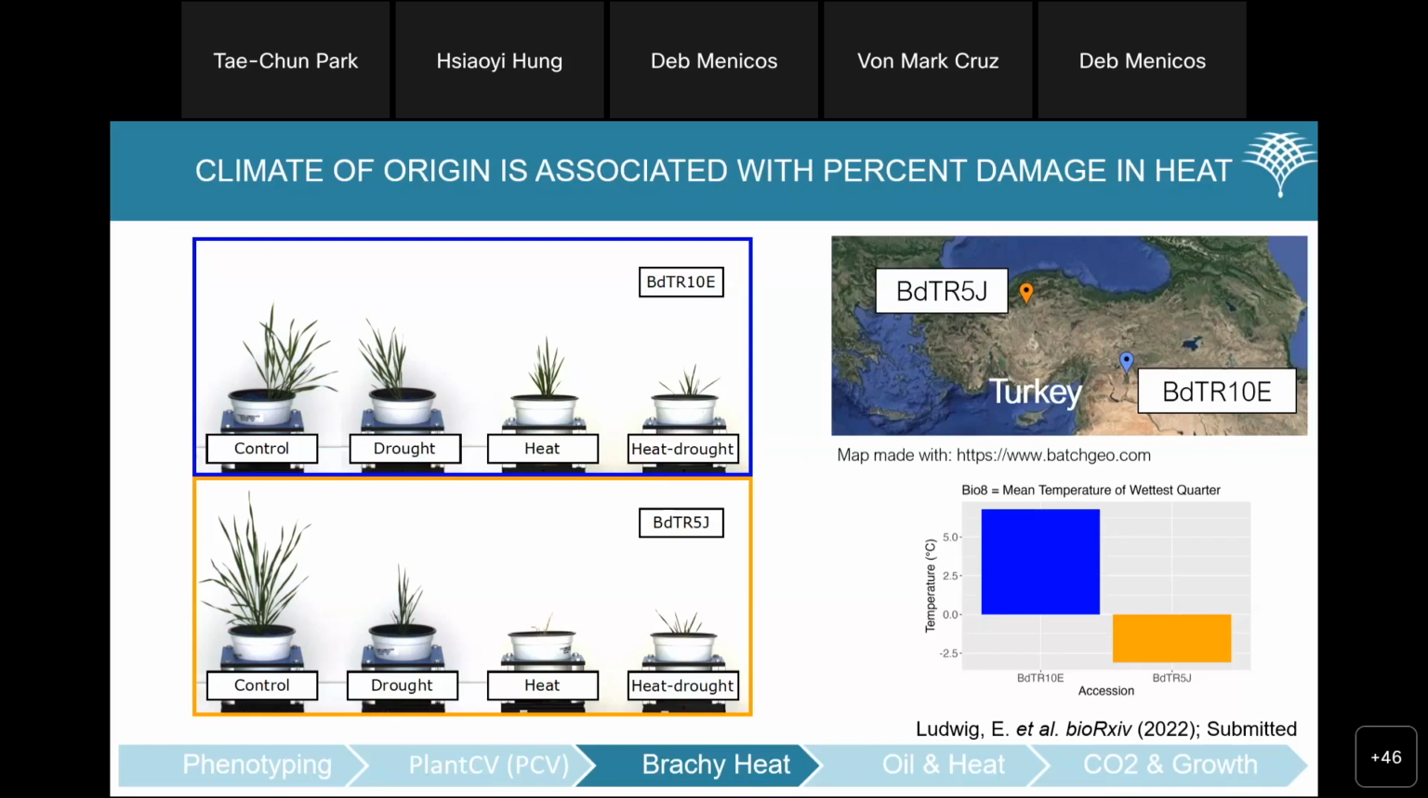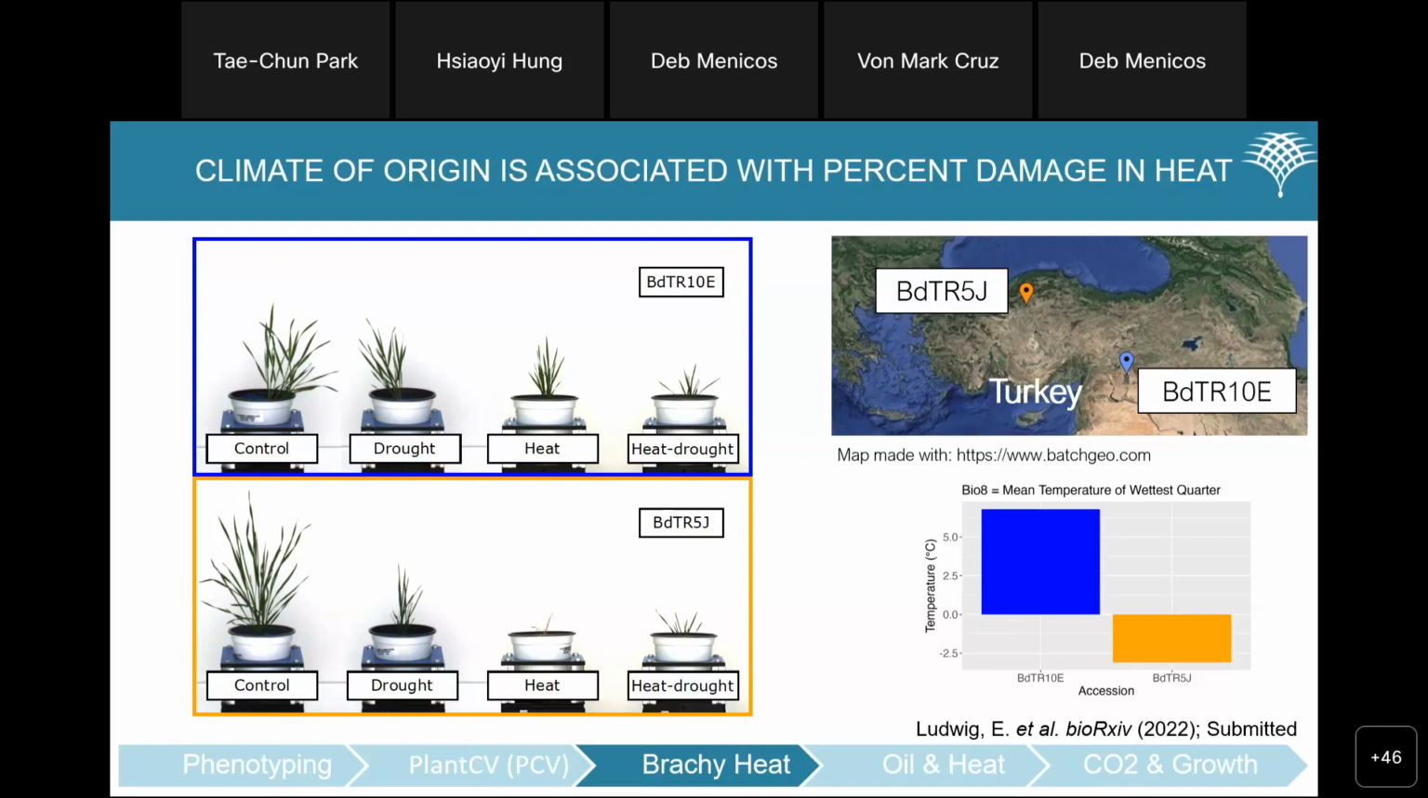On the top, we have a line that we've picked out, BDTR10E, and on the bottom is a line, BDTR5J. They're both Turkish lines. We always like to look at the images as a gut check, to make sure that what we've pulled out from just looking at large tables of data represents what we see in the plants themselves. Here's a line that's relatively robust across all of those stress treatments. Under drought, heat, and drought, you can see it does relatively well in comparison to line 5J, where you can see that specifically in height, this plant is basically dead. Whereas in the heat and drought conditions, that plant is small, but it's still green and photosynthesizing.